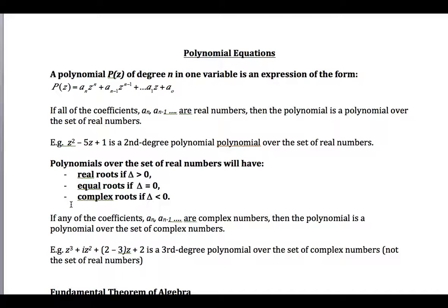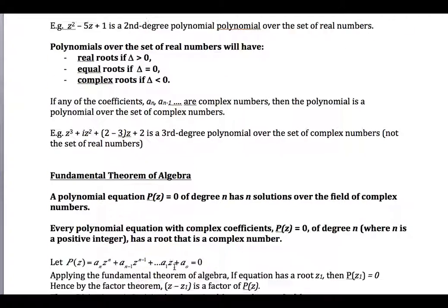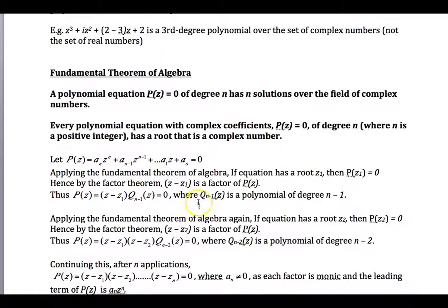So going back to our original polynomial, if any of those coefficients, a sub n minus 1, etc., are complex numbers, then the polynomial is a polynomial over the set of complex numbers. An example there at the top of the screen, z cubed, that's got a real coefficient of 1, but z squared has a complex coefficient of i. The z term is probably meant to be 2 minus 3i or something.